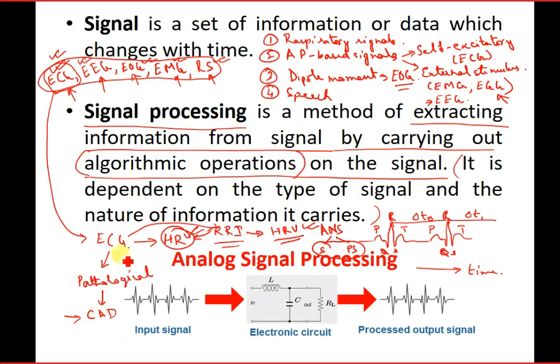Not only in the heart. If you take ECG, you will be able to get information about the heart pathophysiology. If you take the EEG signals, you will be able to get information about brain activity and pathological changes. Similarly, we can get information about the functioning of other organs and tissues too, right?